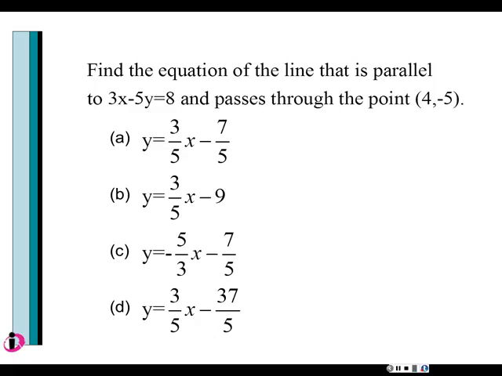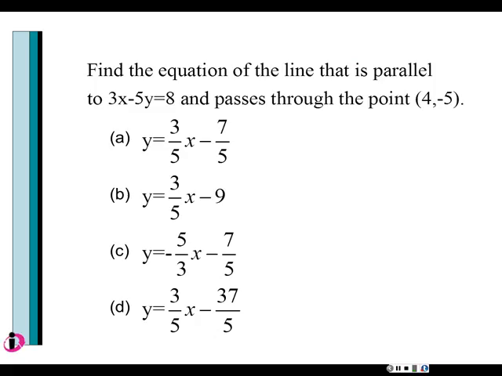The answer? B. Everyone has answer B? This one? Okay, let's see. The slope will be 3 over 5, which is here, right? Anyone has a different answer?